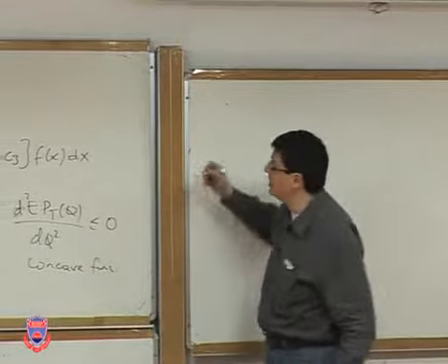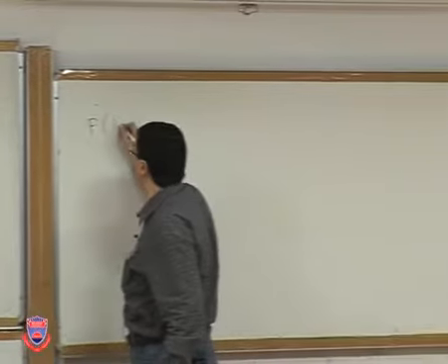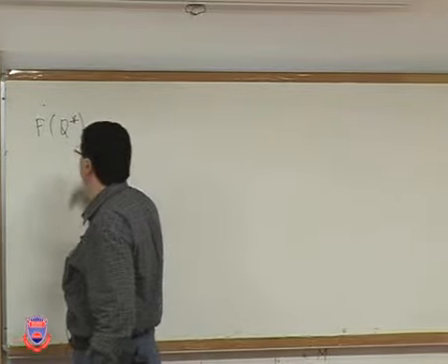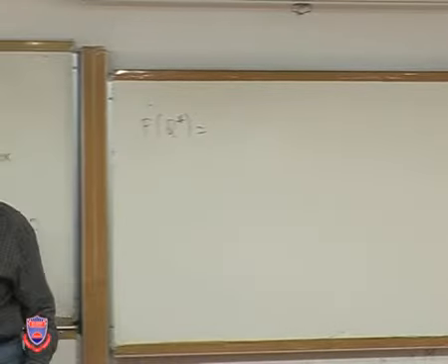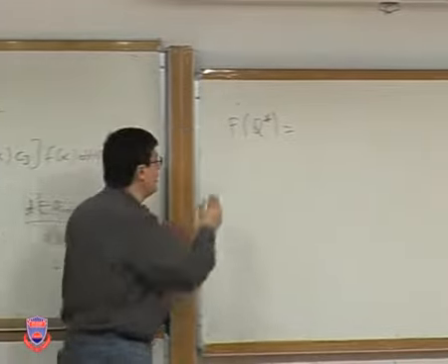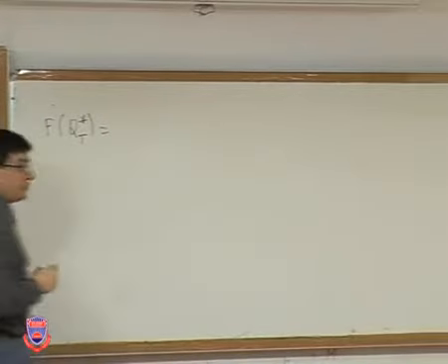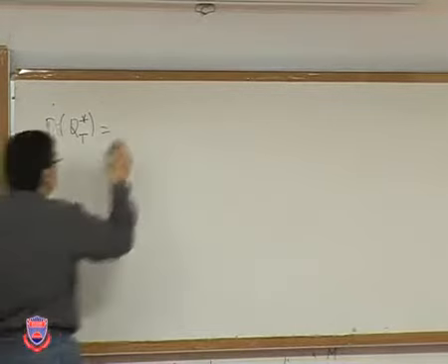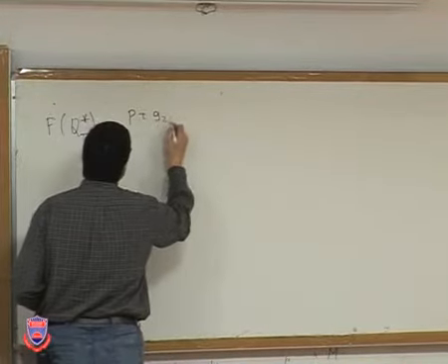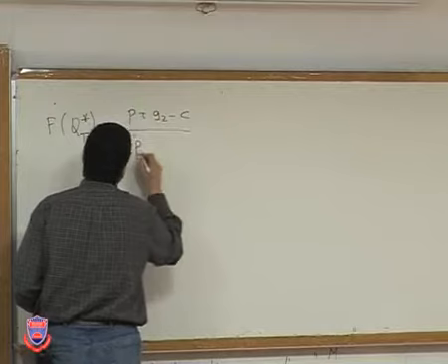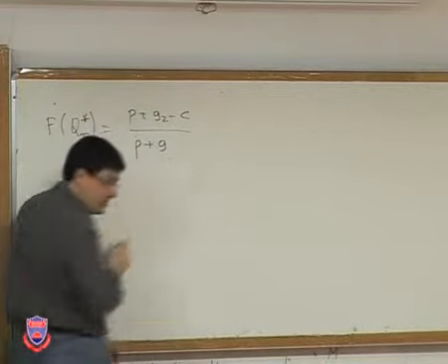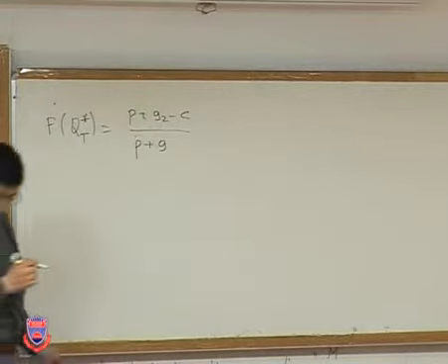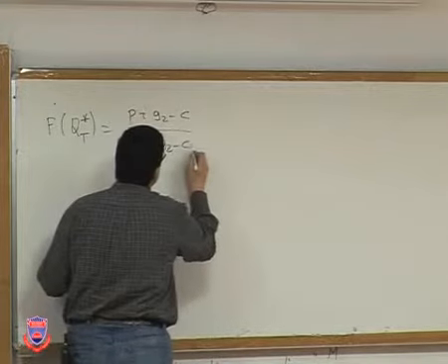We can do this. As a result, I'm going to obtain this condition, which tells me that F of Q optimal, and let me call this Q for the total system, Q sub capital T, should be P plus G2 minus C, divided by P plus G2 minus C3.